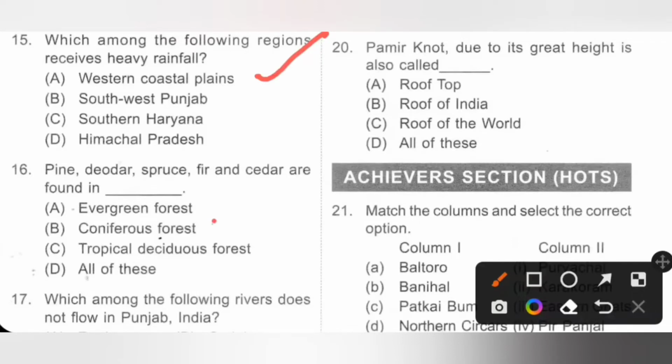So option A is the correct answer. 16th, pine, deodar, spruce, fir and cedar are found in dash. A. Evergreen forest. B. Coniferous forest. C. Tropical deciduous forest. D. All of these. So pine, deodar, spruce, fir and cedar are found in coniferous forest.